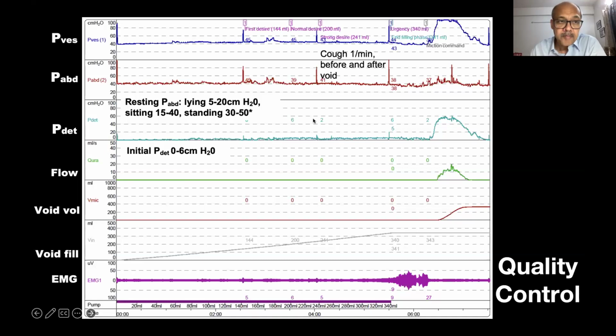And finally, because the P-det line is a reflection of the bladder pressures, you can't have a valid change in P-det without a corresponding change in the vesical line. So if you see any rise in pressure, let's say during filling, you see what looks like a phasic contraction, you should be going back to the vesical line to see, are you seeing a corresponding rise there? If you don't, then it's because of some artifactual changes in the abdominal pressure.